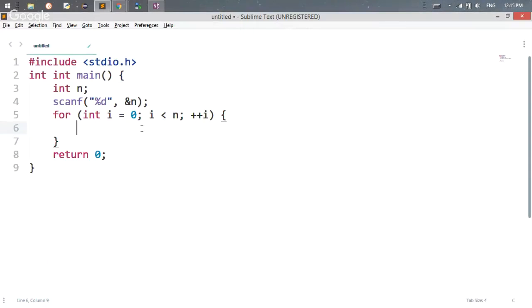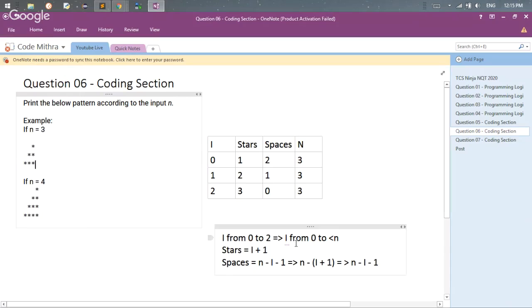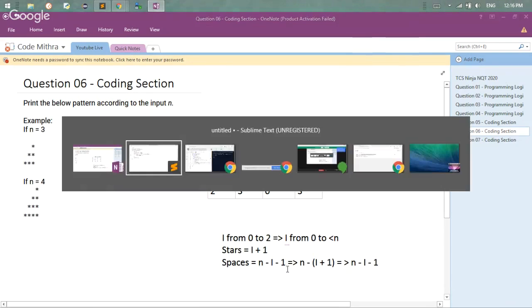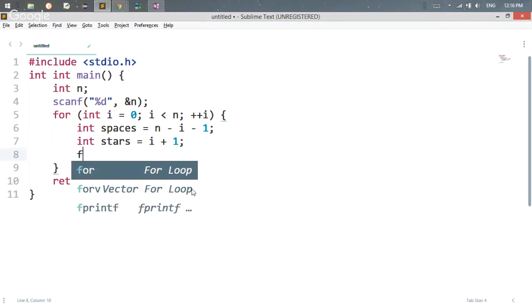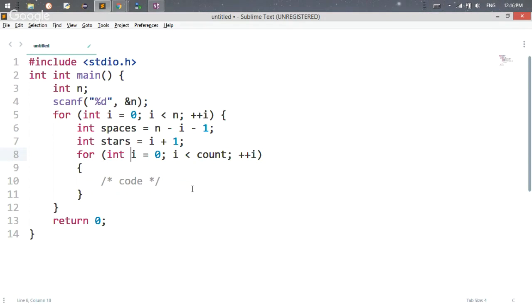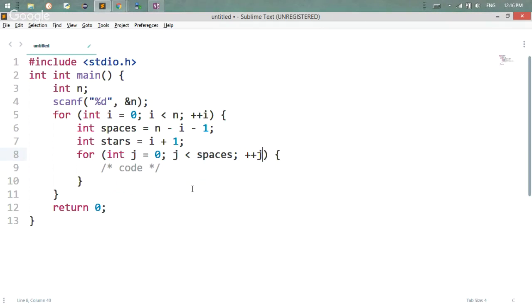So I'm going to write a formula in order to print spaces. Now, if you remember, the spaces formula is n minus I minus 1. And the stars formula is I plus 1. Once this is done, you write a for loop in which you use j and not I, because I we have already used. And first our aim is to print these spaces. So you need to run j from 0 to spaces. Once you run j from 0 to spaces, you can print these spaces inside this for loop.